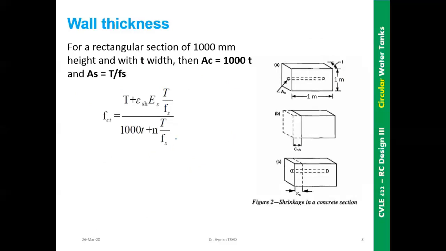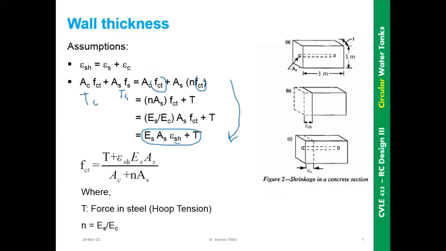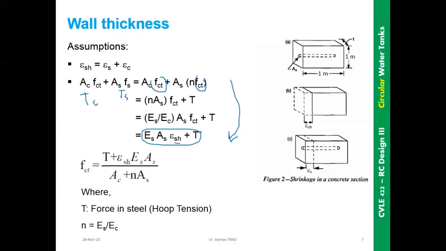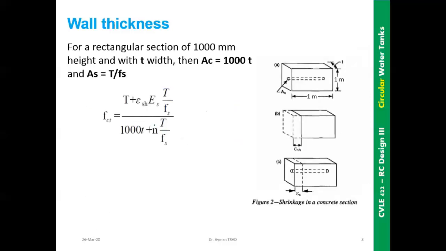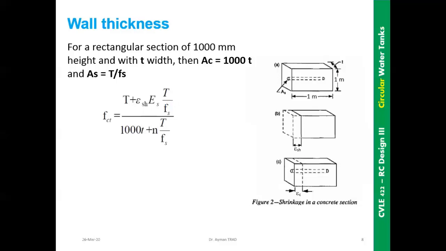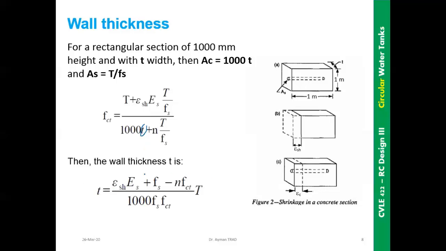Then I said the area of the concrete section is T times 1 meter, or T times 1000 millimeters. I replaced this AC with 1000 times T, and instead of AS I put T over FS, since T equals AS times FS, so instead of AS we put T over FS. And by the end, the unknown T came out as a function of all the other unknowns. So this formula will be considered in order to determine the wall thickness.